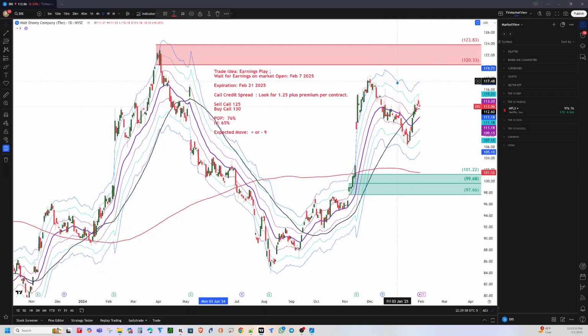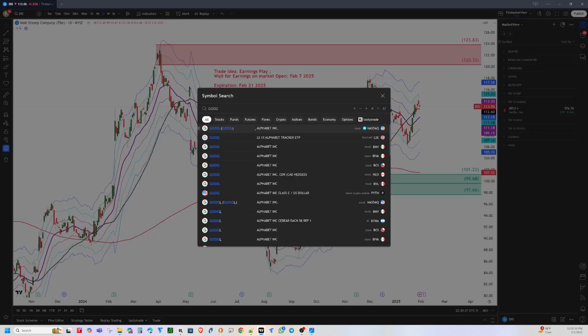Usually the analogy is that it's a strong resistance area, and whoever bought calls from these lows in the last couple of days, everyone waiting for earnings, then everyone wants to sell here, so it's basically a competition to sell in this area. That's why there's high probability on the sell side versus the buy side. So this is an earnings play: wait for earnings to be released, then look for an opportunity to enter Disney and sell a call credit spread. So that's Disney.